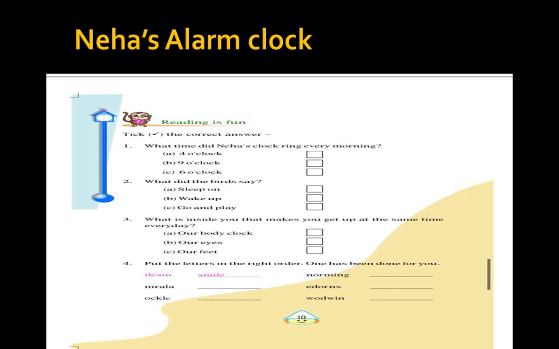So let's proceed. Now, reading is fun. This is a part of your book exercise. What time did Neha's clock ring every morning? Is it 4 o'clock, 9 o'clock, or 6 o'clock? I need you to go through the entire lesson, and you will find it out. But I hope this is a very easy answer. So just figure it out. Okay, I'm not going to tell you the answer. I just want the answer from you.